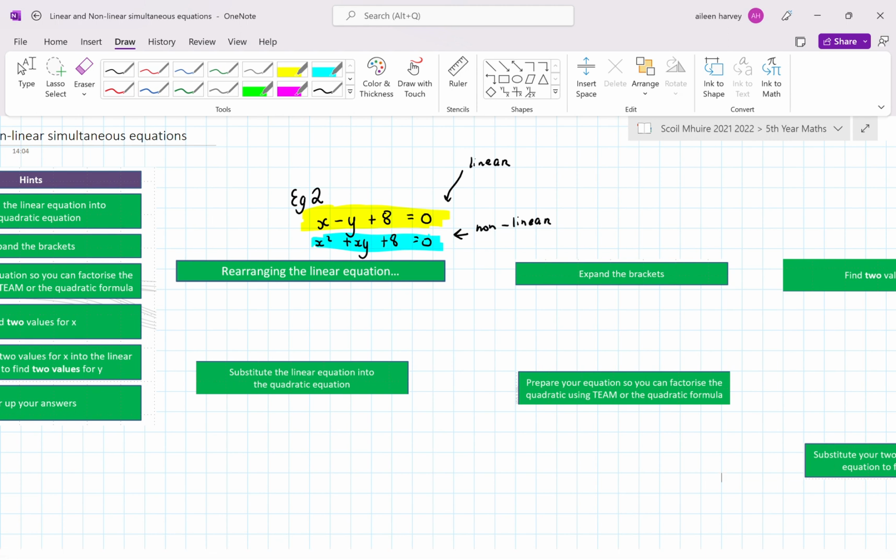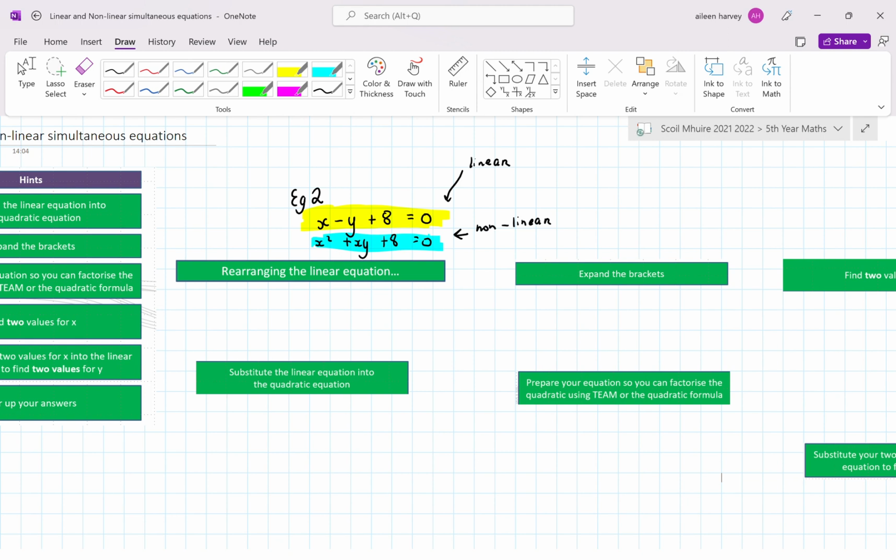Okay, that seems like a lot of information. Let's try it with an example. So we're given two equations, x minus y plus 8 is equal to 0, and x squared plus xy plus 8 is equal to 0. In this case, we want to solve for x and y.